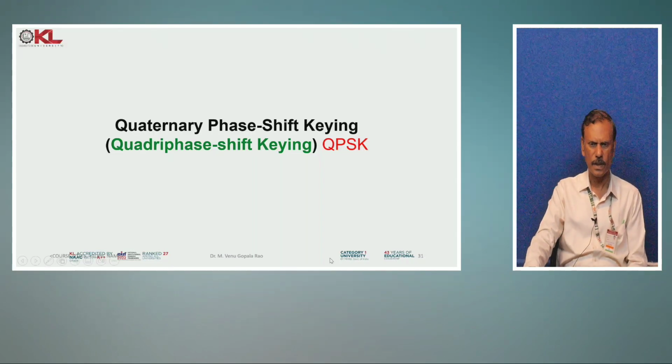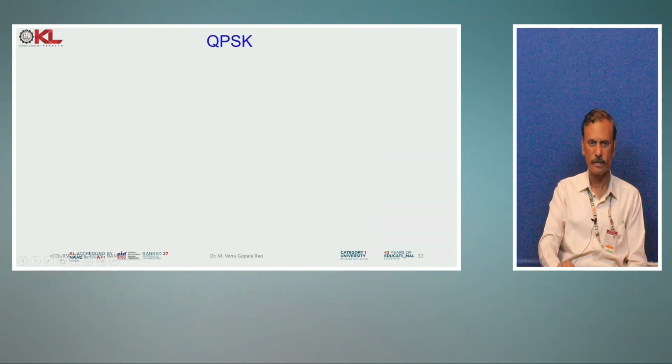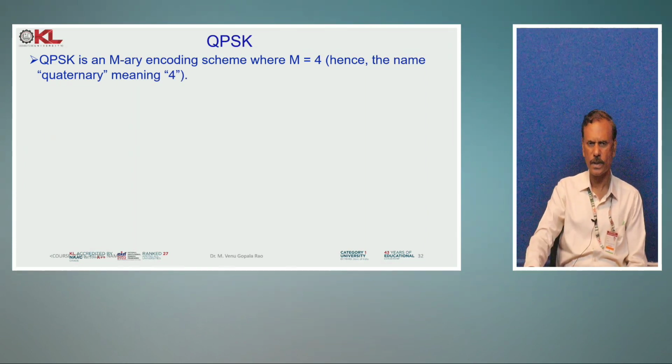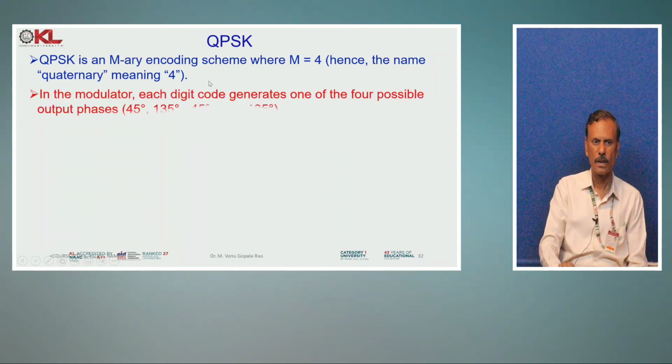Welcome to the next lecture, QPSK. QPSK stands for quadrature phase shift keying. The name itself defines it as an M-ary encoding scheme where M is equal to 4, hence the name quaternary, meaning 4. In the modulator, each digit code generates one of the 4 possible output phases. They are 45 degrees, 135 degrees, minus 45 degrees and minus 135 degrees.